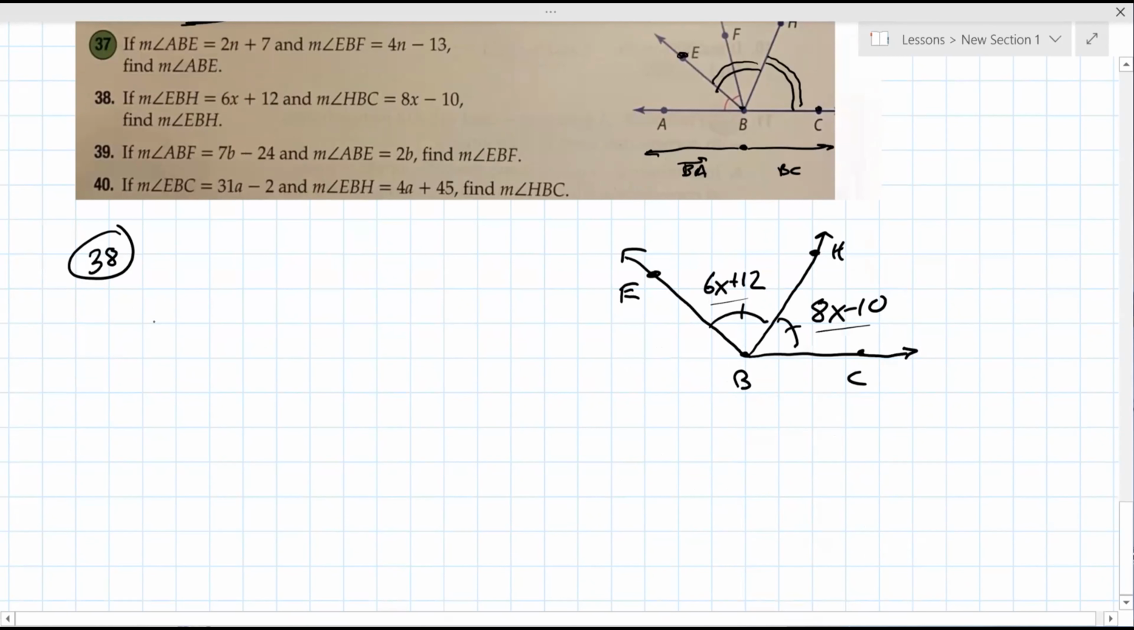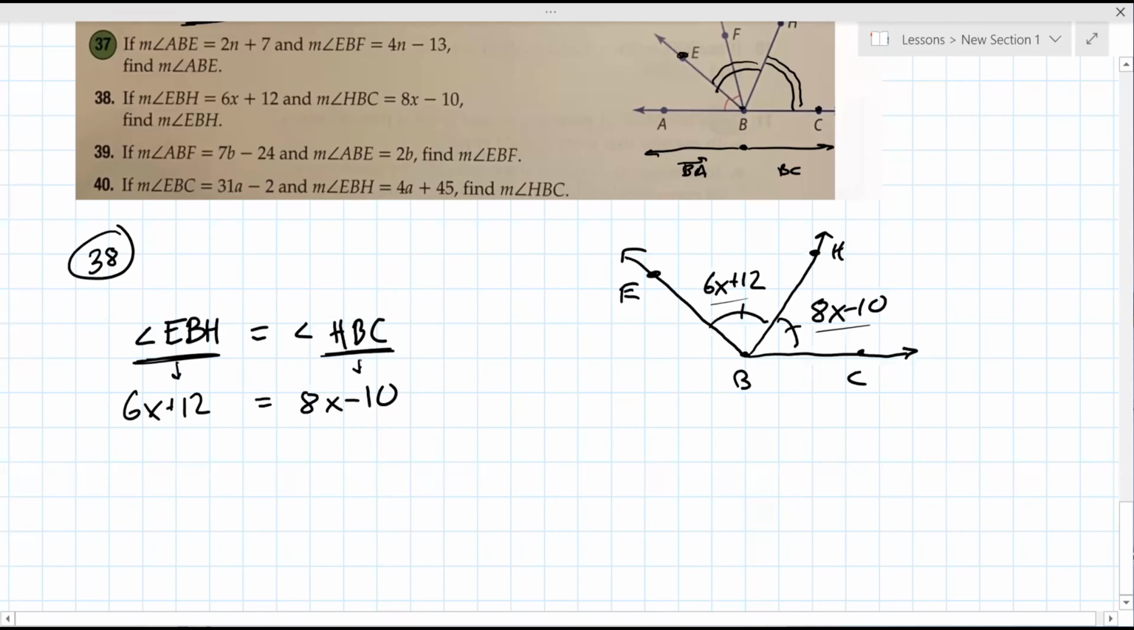So we're saying that angle EBH is equal to angle HBC. And then we're given that 6x plus 12 is EBH and 8x minus 10 is HBC. So this is what's down here below it. This is 8x minus 10. So now we just have to solve for x.